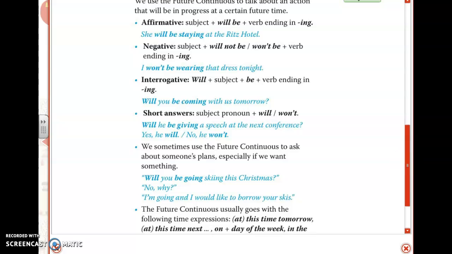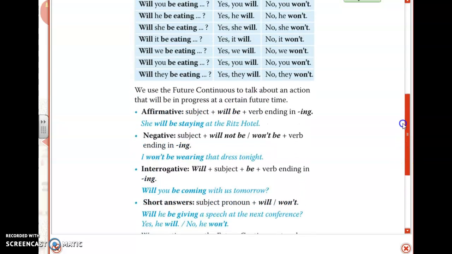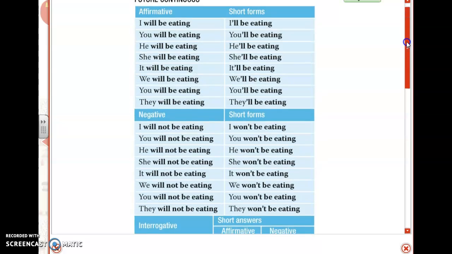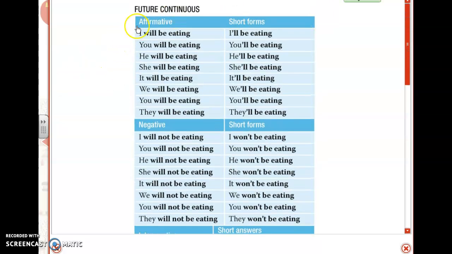But the main meaning of the future continuous is still this one. It's an action that will be happening at a specific time in the future. The form, as you can see in this chart, is very easy. After the subject, this is the same for all persons, singular and plural. First, you write will, then always be, and always the verb ending in ing.